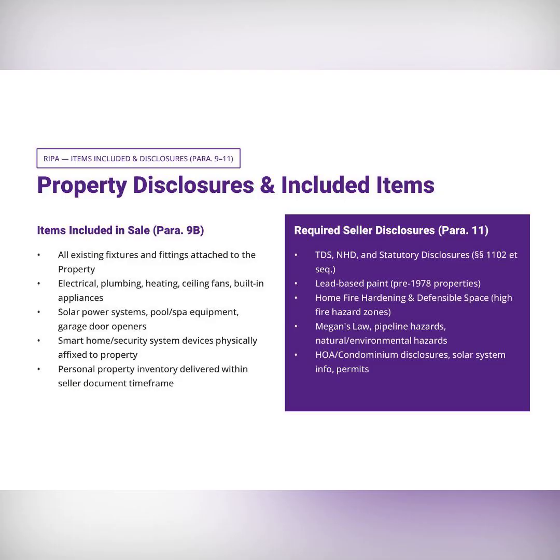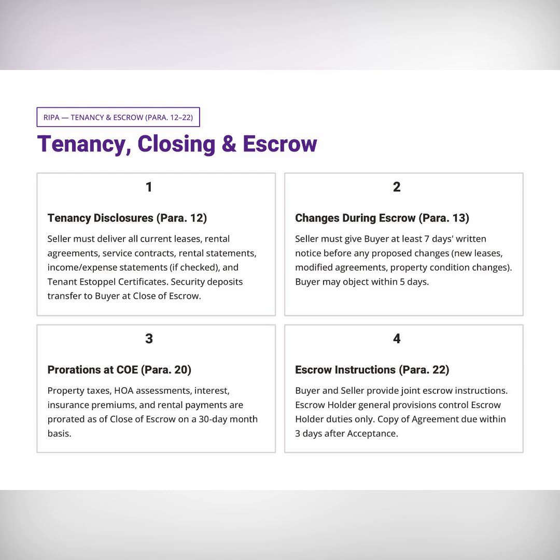On the disclosure front, sellers are required to provide a transfer disclosure statement, natural hazard disclosure, and various other statutory disclosures. For properties built before 1978, lead-based paint disclosures are mandatory. Additionally, disclosures related to home fire hardening, natural hazards, HOA information, and any permits are critical for the buyer's informed decision-making. For residential income properties, tenancy disclosures are crucial.